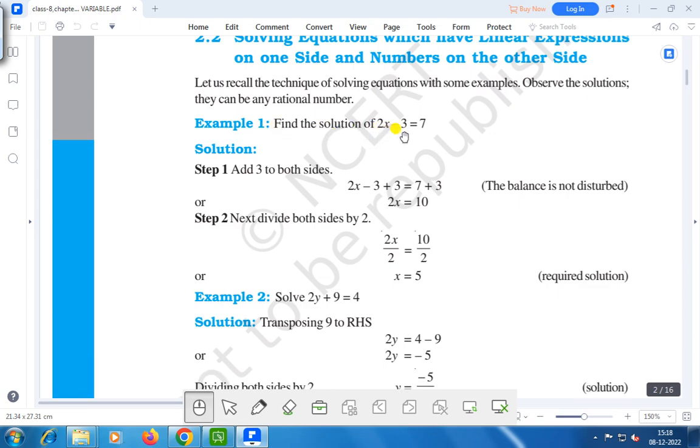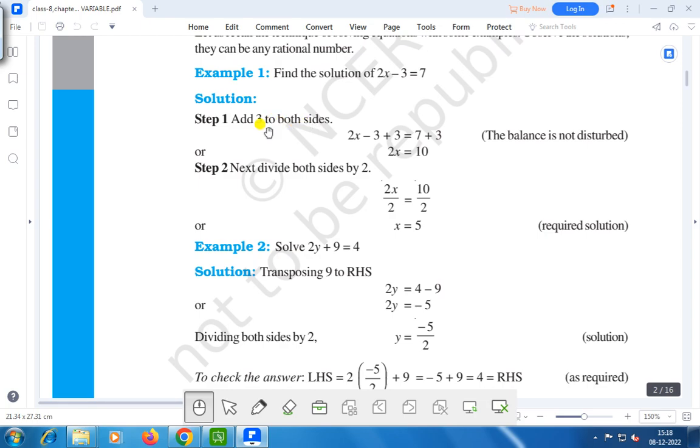Find the solution of 2x minus 3 is equal to 7. Solution: add 3 to both sides. 2x minus 3 plus 3 equal to 7 plus 3. The balance is not disturbed. Or 2x equal to 10. Let's divide both sides by 2. That is 2x by 2 equal to 10 by 2, that is x equal to 5.